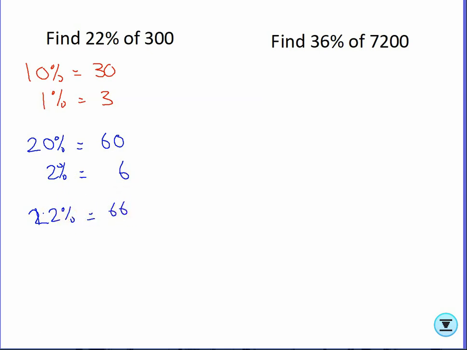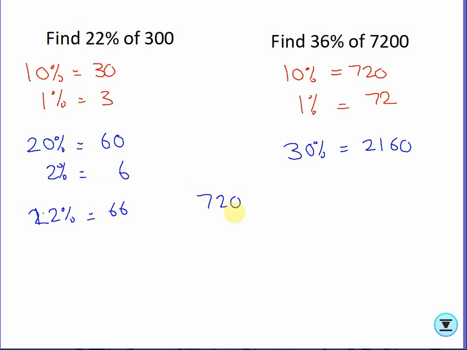Now 36%, let's do exactly the same as before. So 10%, 1%. Let's just show you a couple of ways of doing this one. So 10% divided by 10, 720. 1%, 72. Now, 30%, I think you know what I'm going to do. I'm going to times this one by 3. So 700 times 3 is 2,100, plus 3 of those is 60. That's that. If you're no good in your head, 720 times 3.